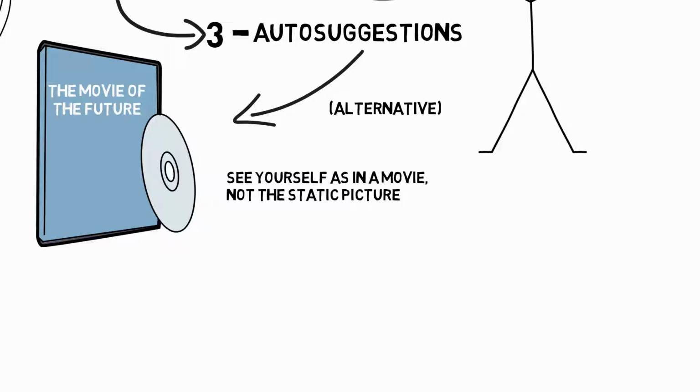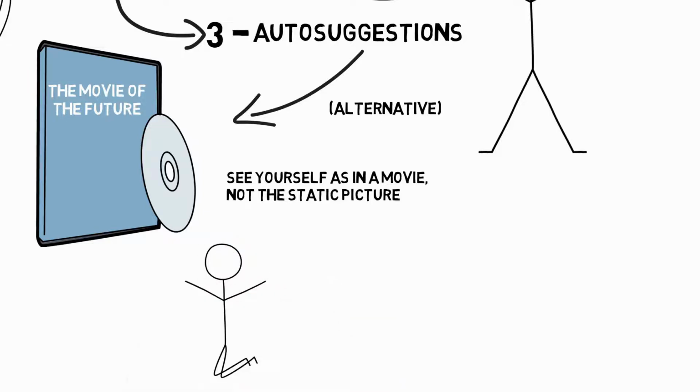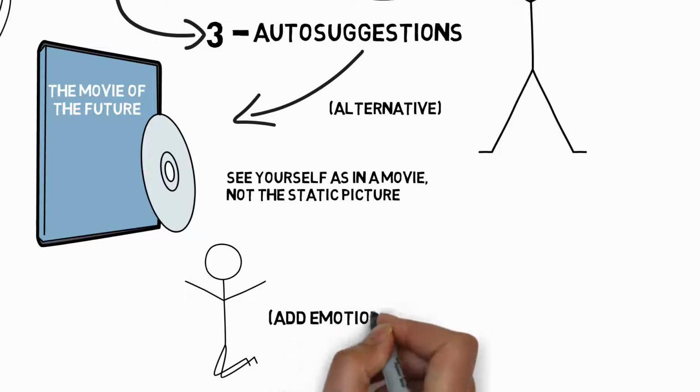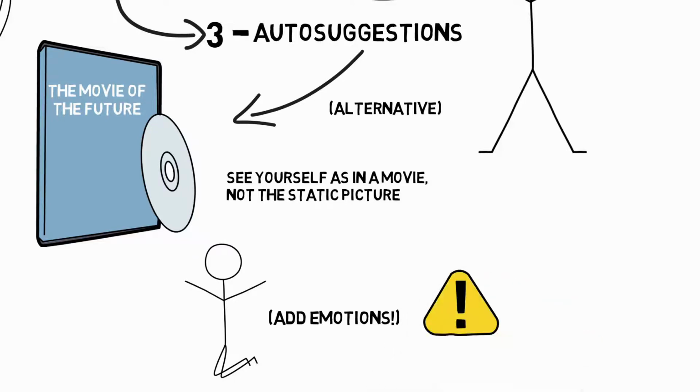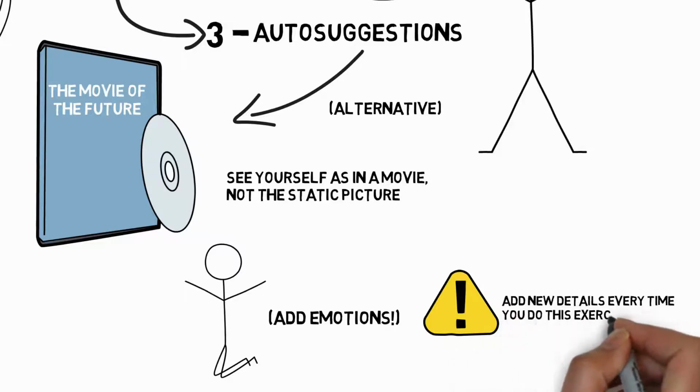Imagine the whole film, add colors, sounds, smells, and the most important thing, add emotions. How will you feel once you achieve your goal? What will your family members and friends say? Watch your movie of the future for 5-10 minutes every day and try to add new details every time you watch it. Come up with new scenes and new dialogues, add new people and new circumstances.